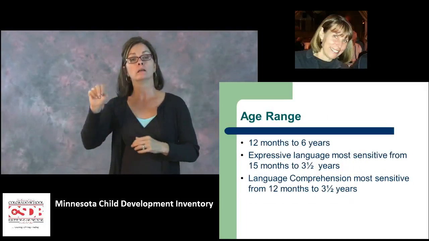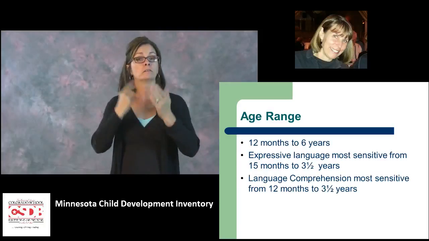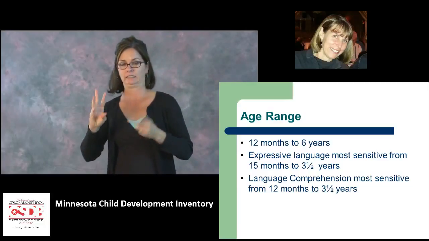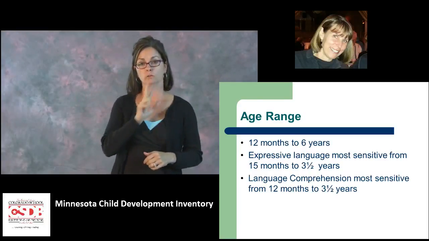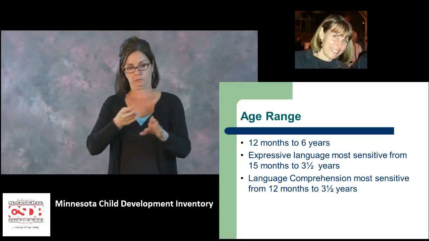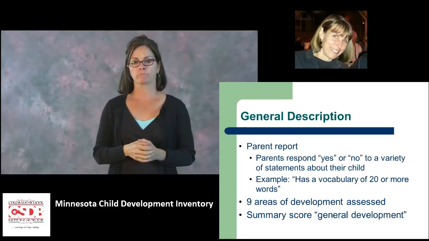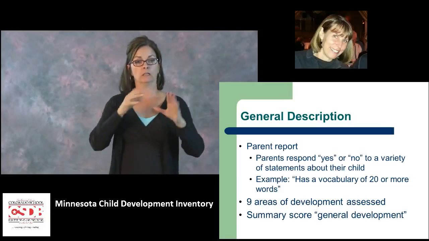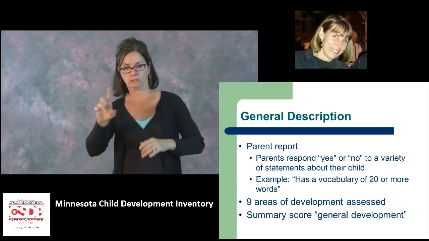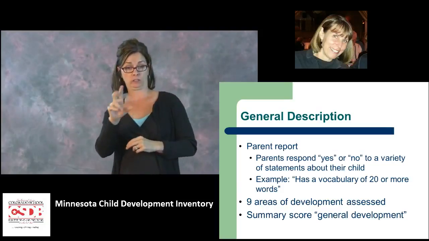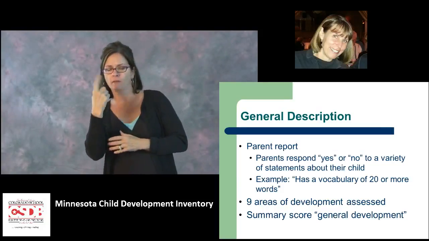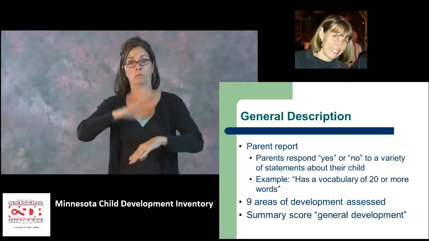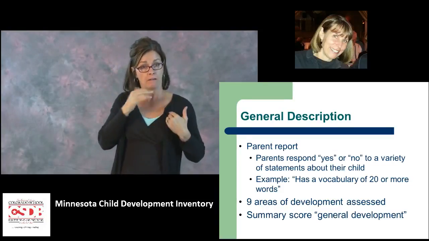The Minnesota Child Development Inventory is designed to be used with children between 12 months and 6 years of age. It is most sensitive for use with children from 1 to 3, particularly in the language assessment area. This test is a parent report instrument. Parents read short statements about their child and respond with either a yes or a no as to whether their child is able to do a given item or not. So for example, an item might say, has a vocabulary of 20 words or more. And the parent would either circle yes that their child has that or no that they don't.